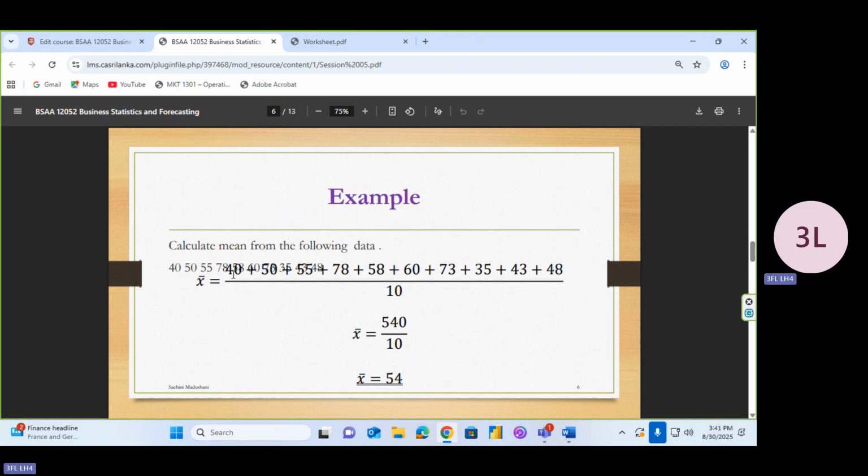It means 10 observations are there. Then press the shift key and number 2. Then where is the X bar? Which number represents it? Number 1. Then press number 1, equals. Then what is the mean value? 54.